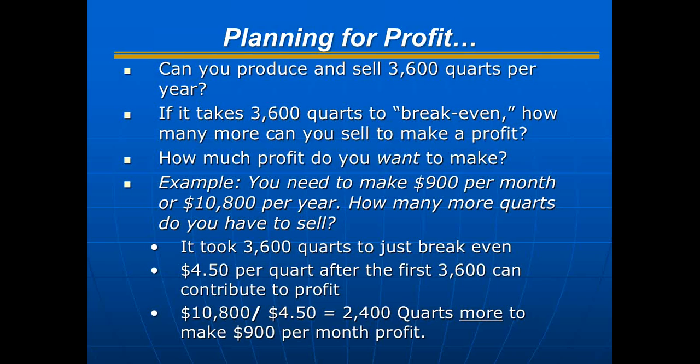So we take that $10,800 and divide it by the $4.50 contribution margin for each quart, and so in order to make that amount of profit, you have to sell an additional 2,400 quarts of berries.